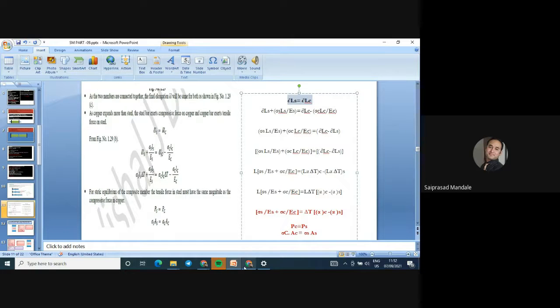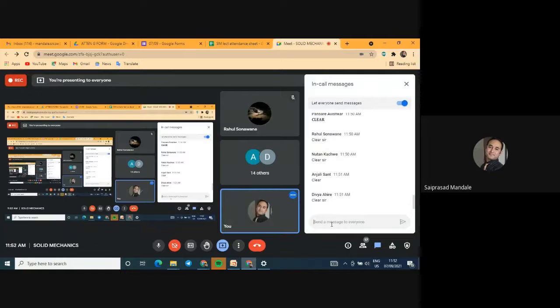My question is for you. Which force will be applied by the steel over the copper? And second question is which force is applied by the copper over the steel? Give me the answer in the chat box, or you can unmute and talk to me directly. If you are getting me, it is very easy for you to answer me in the session.